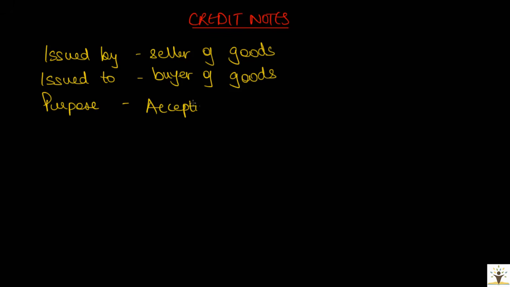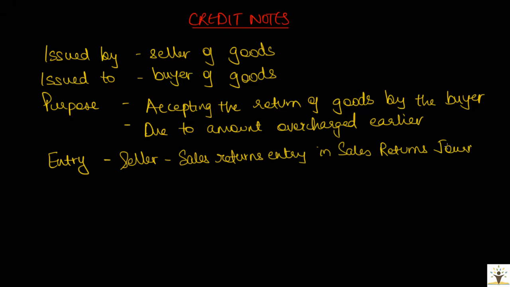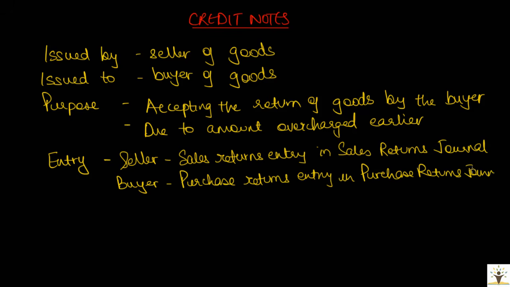Or the seller may also issue a credit note in a situation where the seller has overcharged the buyer earlier and now is required to credit the buyer's account. The credit note shall be used as a source document by the seller to record transactions in the sales returns journal and also by the buyer to record the entries in the purchase returns journal.